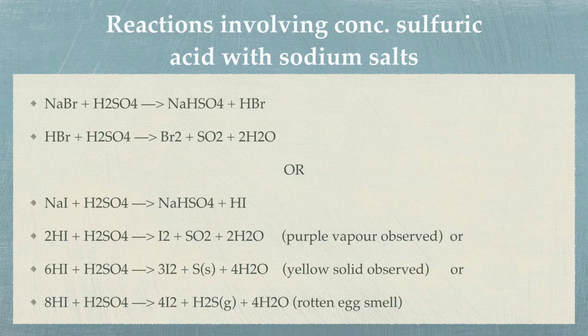Or, hydrogen iodide reacts with sulfuric acid to form iodine, sulfur solid, and water. In this reaction, a yellow solid is observed. Or, hydrogen iodide reacts with sulfuric acid to form iodine, hydrogen sulfide, and water, which produces a rotten egg smell because of the hydrogen sulfide.